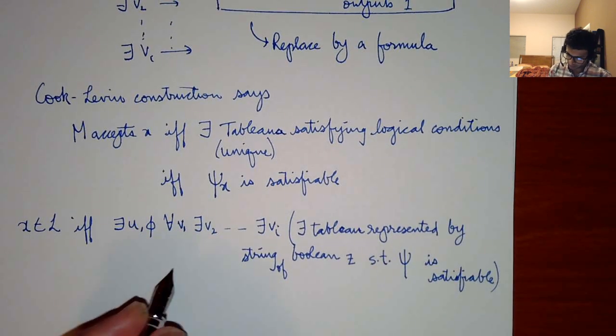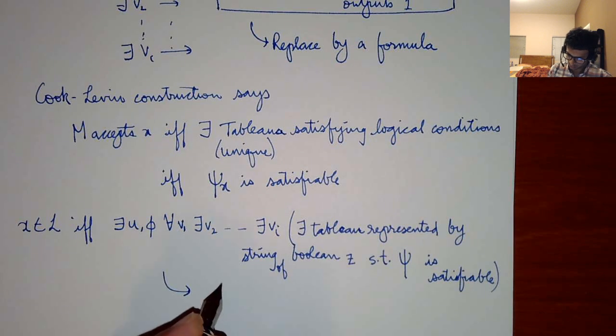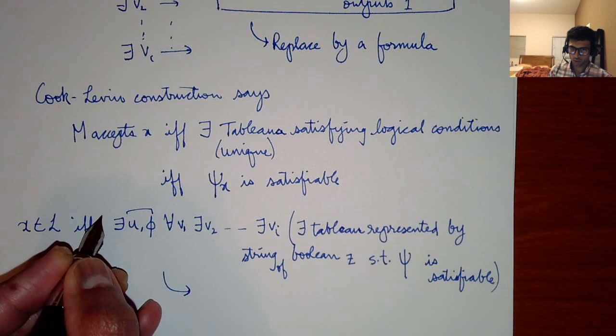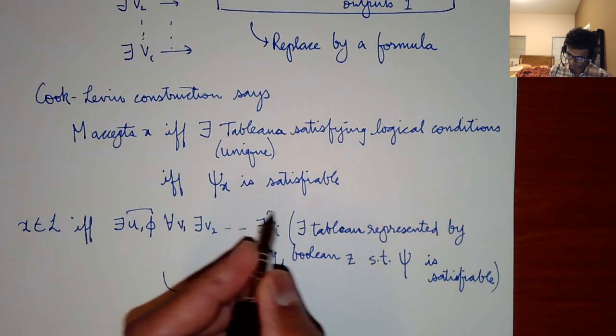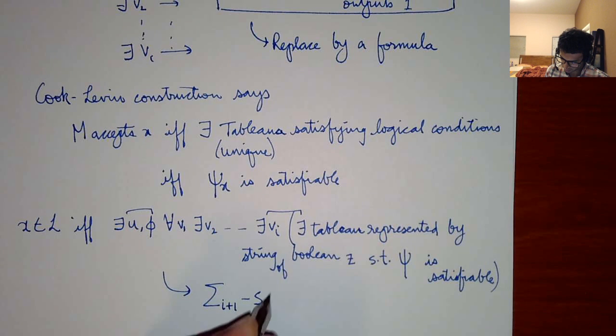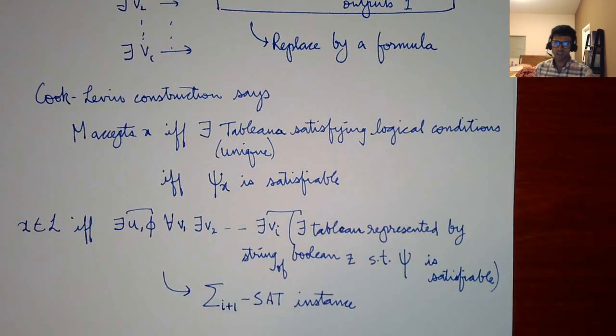And this now becomes, because you can combine these into just one quantification, there's no quantification switch, and you combine these so there's no quantification switch over here as well. This basically gives a sigma i plus 1 SAT instance. It's a bit much to take in.